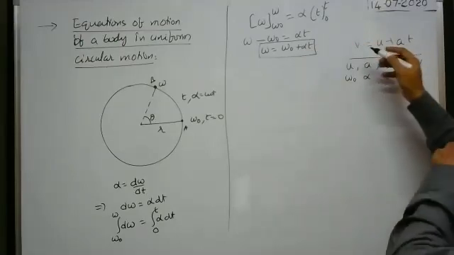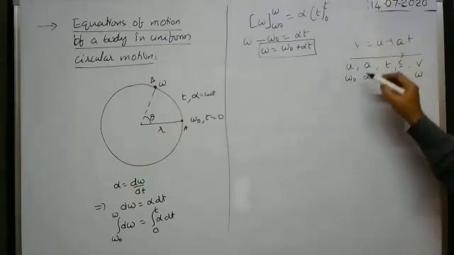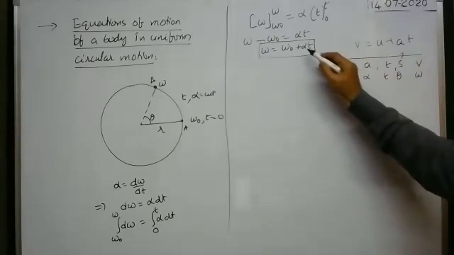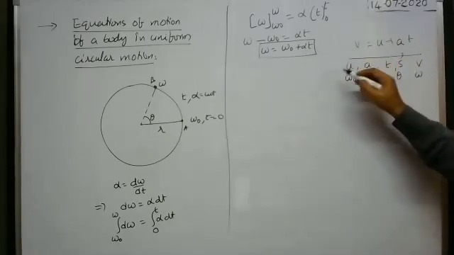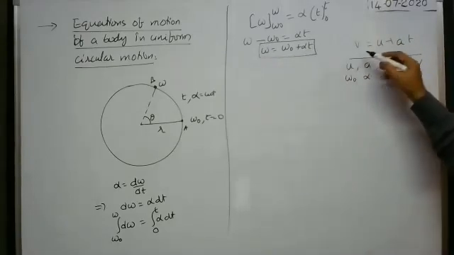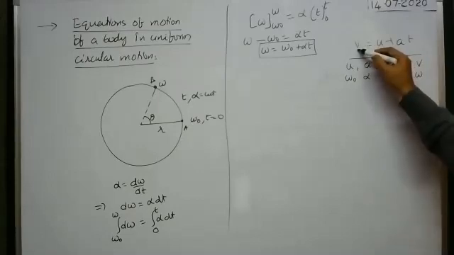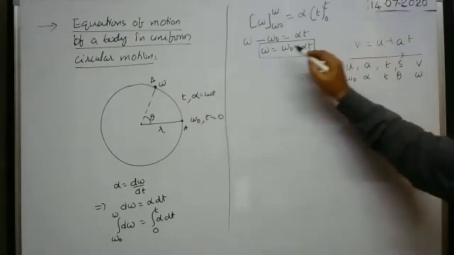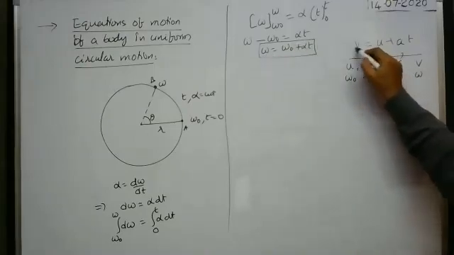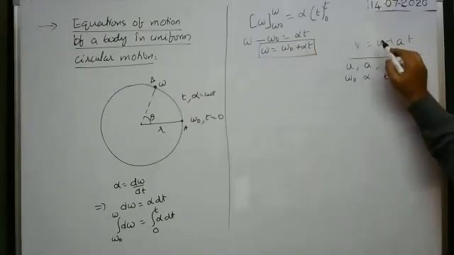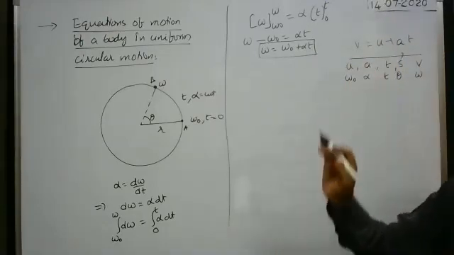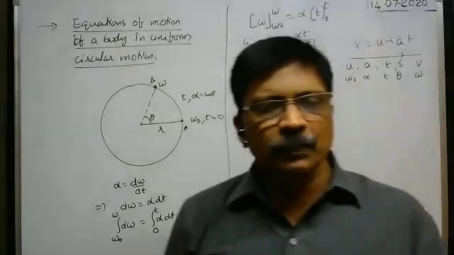If you compare these two, instead of initial velocity, initial angular velocity is there here. Instead of linear acceleration, angular acceleration is there. Time is the same. Instead of final linear velocity, final angular velocity is here. That means these are the similar terms: omega and v, final angular velocity and final linear velocity; initial angular velocity and initial velocity; angular acceleration and linear acceleration.